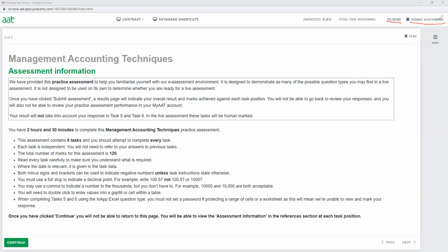It's not the password which you use to log into your My AAT account. So it's not the same password. This is a completely different password, and you're only going to use it for your AAT exam, and you have to do it just once.